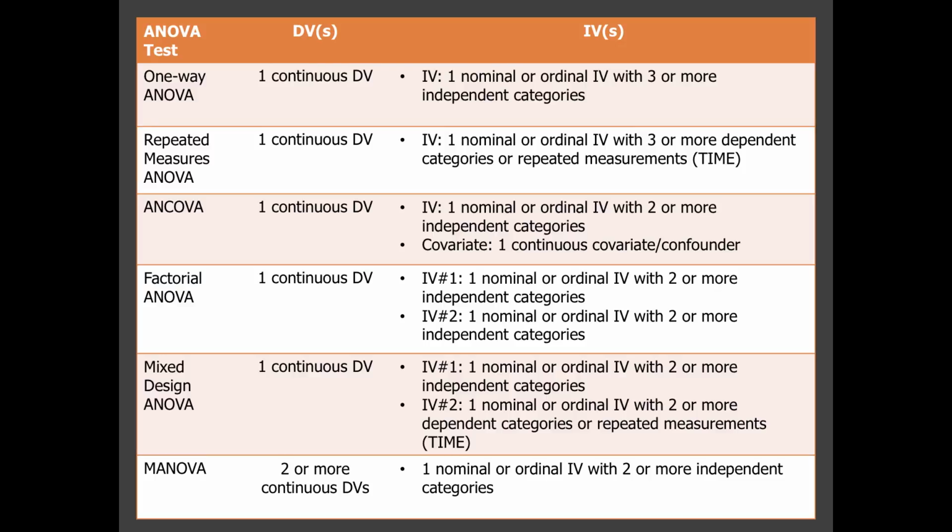Then if you have a continuous DV, and then these other ones describe the IVs that are associated with the factorial and mixed design ANOVAs, and we didn't get there yet. So you may have examples of those 4 types of ANOVAs on future homeworks. I don't think I put any on this one, but you may see them. So this may help you.